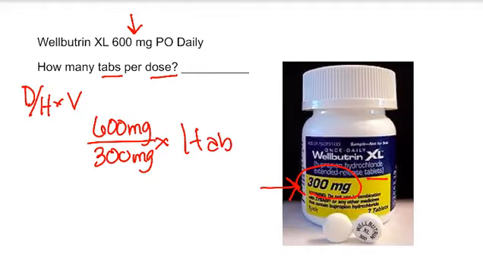So I'm going to do that math. I'm going to go to my calculator. 600 divided by 300 equals 2. 2 what? 2 tabs. I'm going to write it right in here on the line. I'm going to make sure I label that.